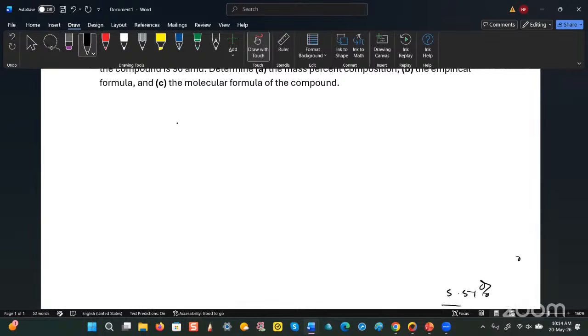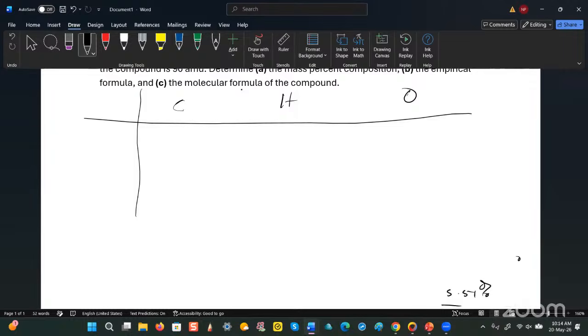Just like I showed you before, I'll draw a table, with carbon, hydrogen, and oxygen at the top of the table. And then, again, I'll assume 100% or 100 grams, which means that the percentage would represent the mass of each element. So carbon is 53.30 grams. Hydrogen is 11.19 grams. And what was oxygen? 35 point what?